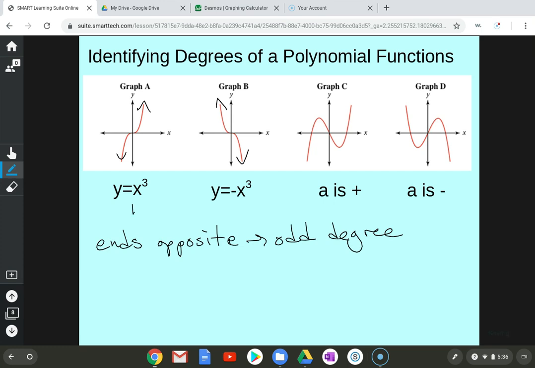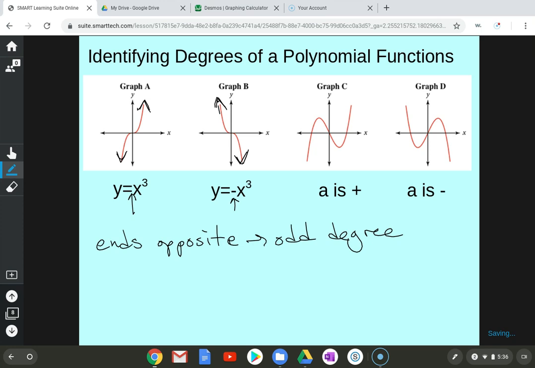If our leading coefficient is positive, the left end will point down and the right end will point up. If the leading coefficient is negative, the left end will point up and the right end will point down. Why? What does that negative do? Let's bring back some old concepts. The negative reflects the graph over the x-axis. So since this negative flips it upside down, it flips our end behavior, and so it changes the way that the graph is pointing.